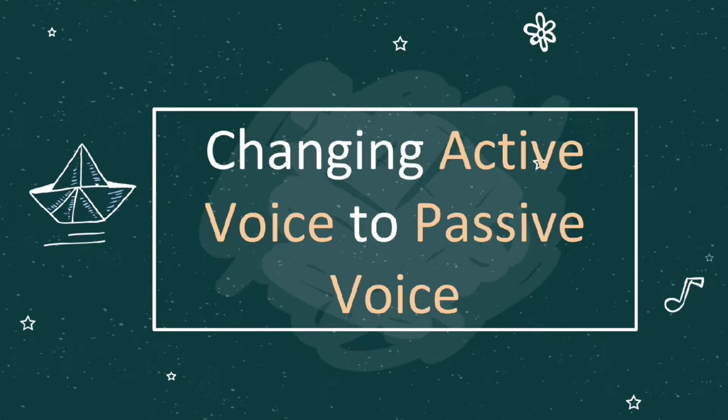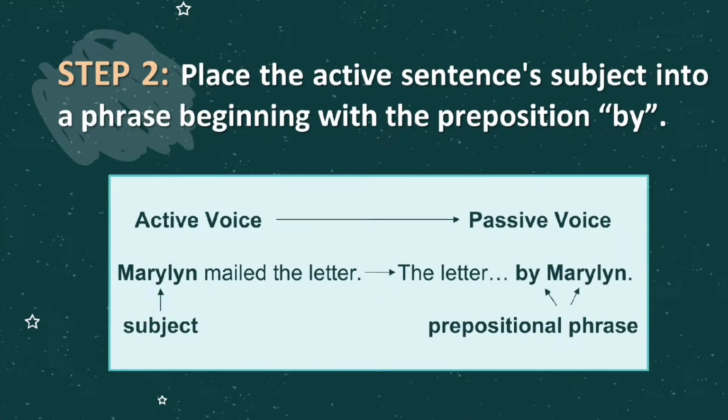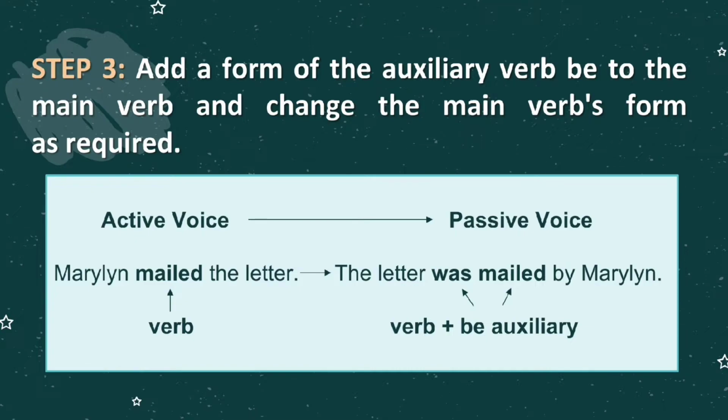Now, let's try to change the sentence from active to passive voice. Step 1. Move the active voice sentence's direct object into the sentence's subject slot. Step 2. Place the active sentence's subject into a phrase beginning with the preposition by. Step 3. Add a form of the auxiliary verb be to the main verb and change the main verb's form as required.